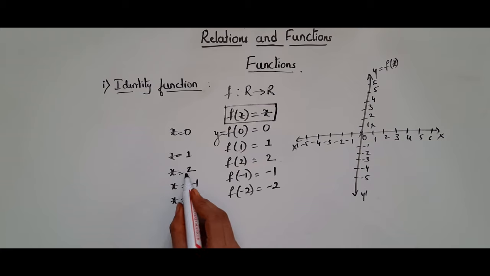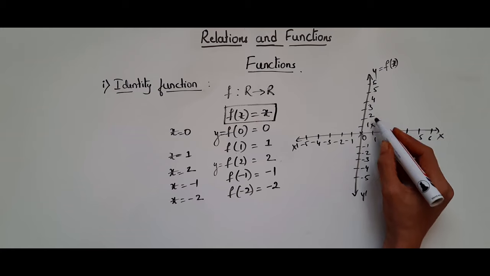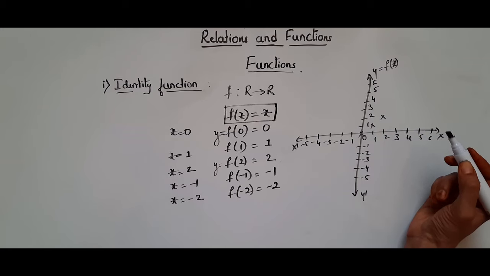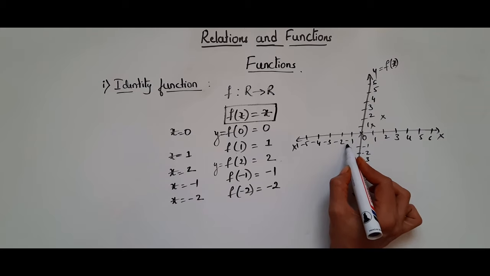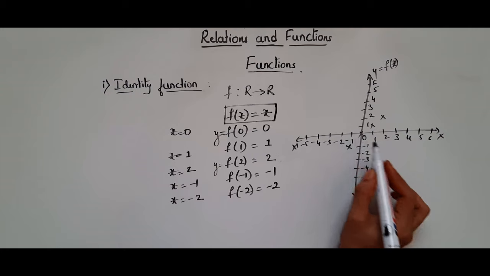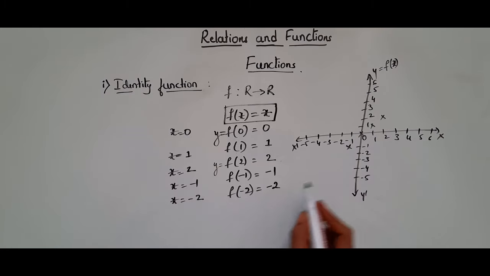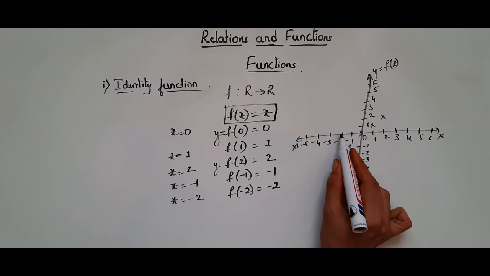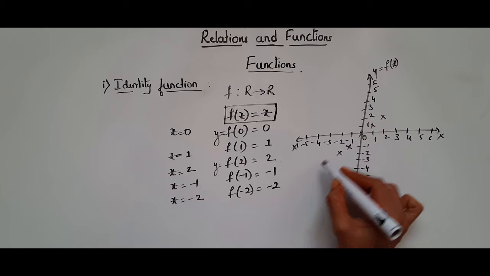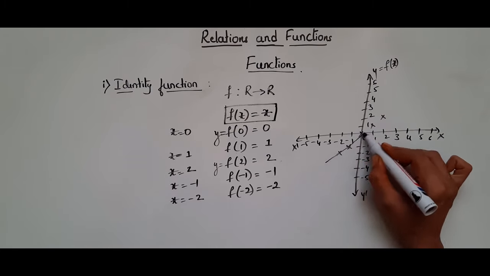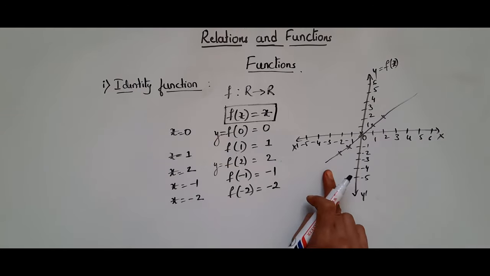Similarly, when x is 2, what is y? y is 2. So when x is 2, y is also 2. And when x is minus 1, your y is minus 1. So minus 1 and minus 1, this point. When x is minus 2, your y is f of minus 2, that is minus 2. That means this point. So when you join these points, you will get a straight line. So the graph of the identity function is a straight line.